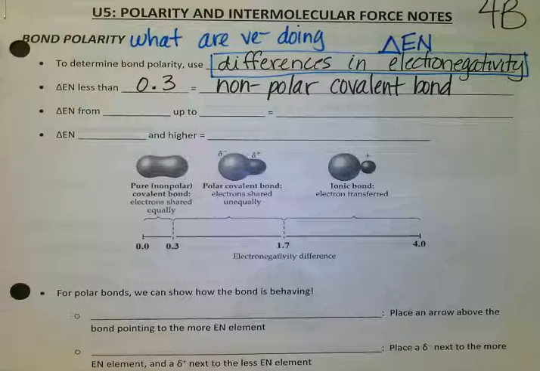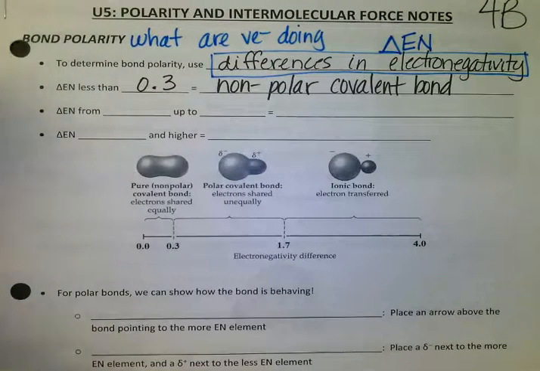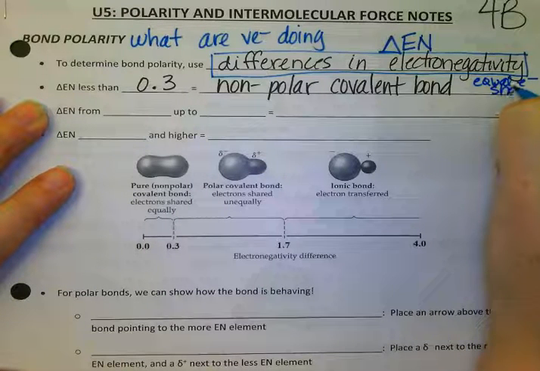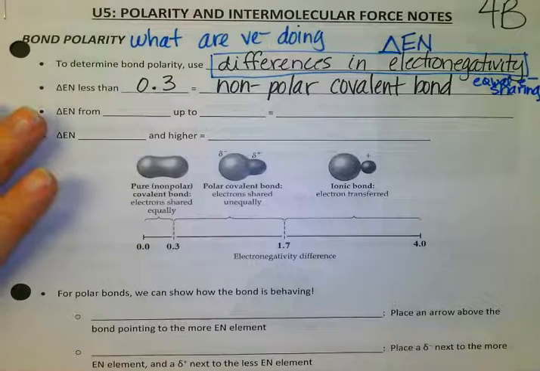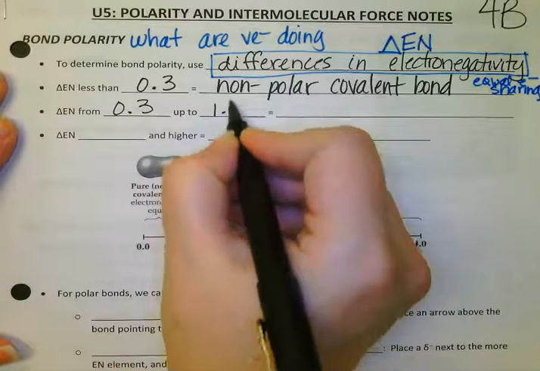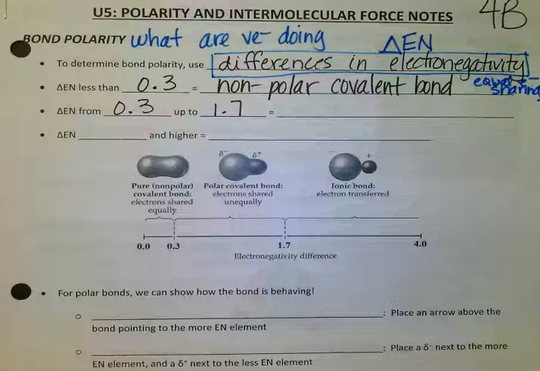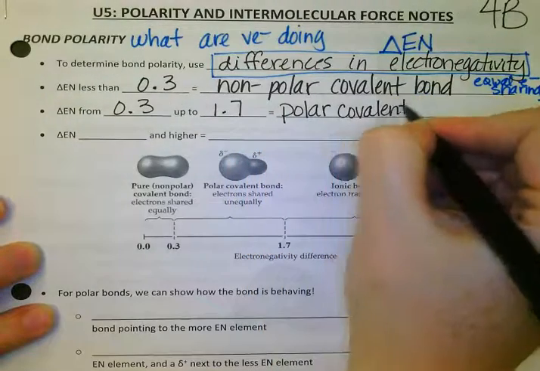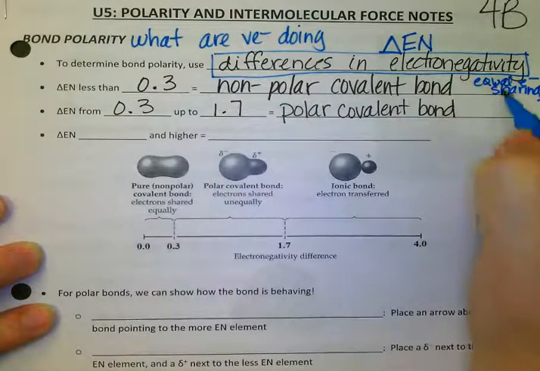Hopefully we remember from day one, what does this mean? Are we sharing electrons equally or unequally? Equally, thank you. Equally. So we have equal electron sharing. If we have between 0.3 up to 1.7. On this lecture day, I think it was James who was helping me out. And when I shared with him, I just gave him the top of my marker, right? I followed directions and I shared, but I shared unequally. This is called a polar covalent bond. Again, hopefully this is not news. This is unequal electron sharing.